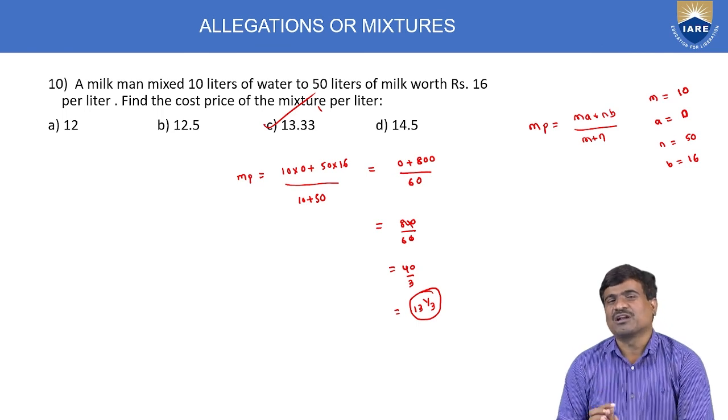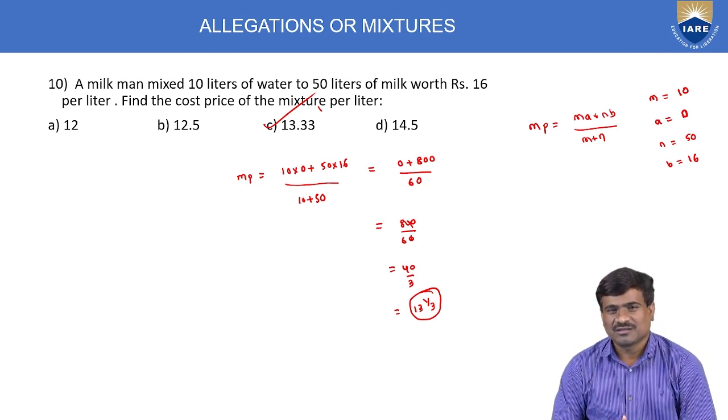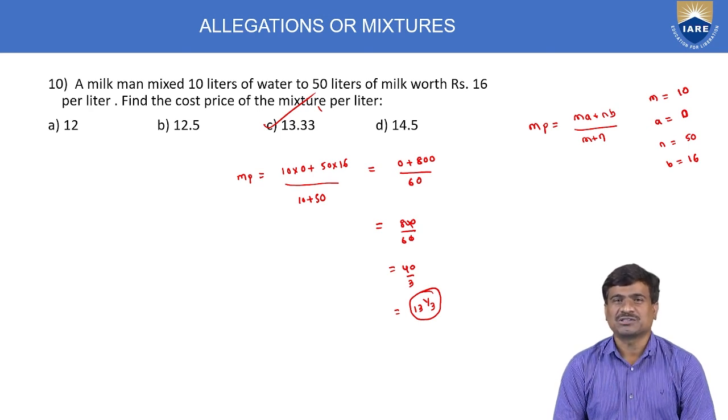This is about the allegation concept. We covered all the models in allegations or mixtures. This is one of the subtopics in ratio and proportion. Ratio and proportion subtopics: first one, ages. Second, allegations or mixtures. Third, average. Fourth, partnership. These are all very, very important for the ratio and proportion chapter.